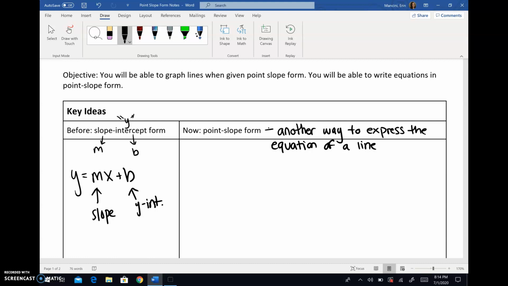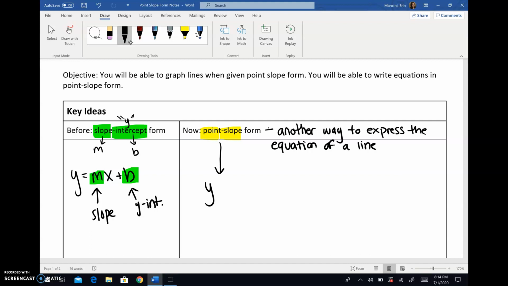So in slope intercept form, you can look at it and easily see your slope and your intercept. That's why it's called slope intercept form. Now in point slope form, you're easily going to be able to see your point and your slope. Okay, so just like the slope and intercept are in this equation, a point and the slope will be in point slope form.